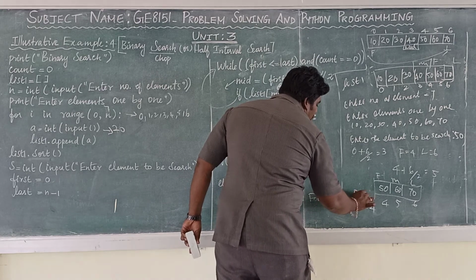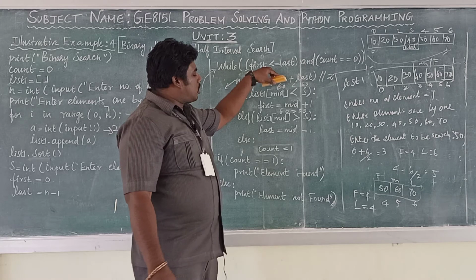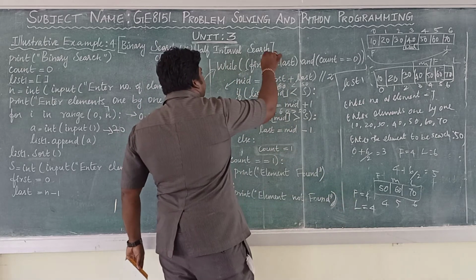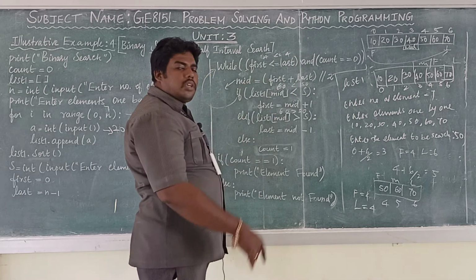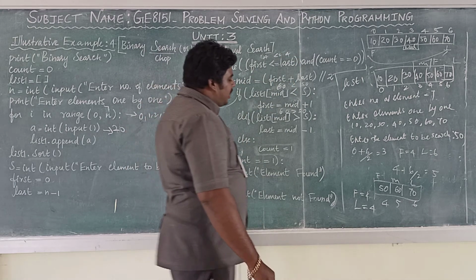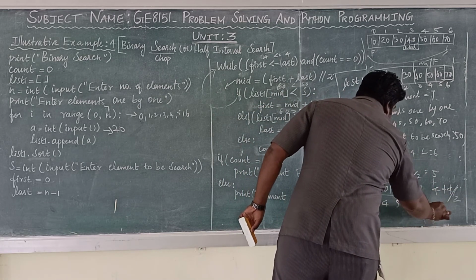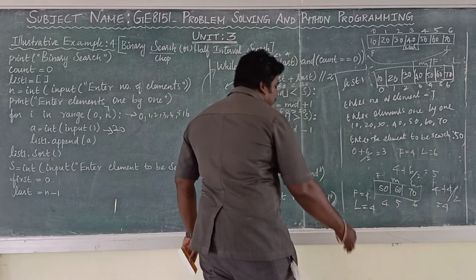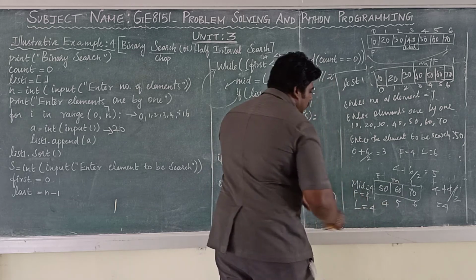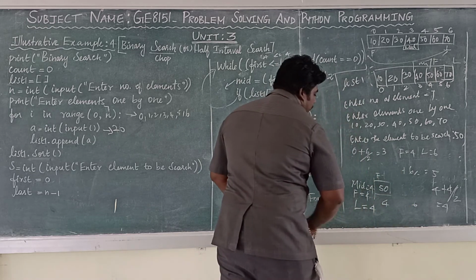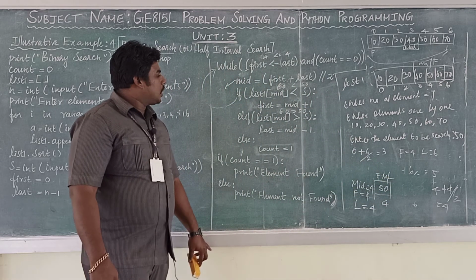First is also 4. So again check the condition. First less than equal to last. First is 4, and less than equal to 4. Condition is true. And count is also 0. So again calculate the mid. 4 plus 4 divided by 2. So 8 divided by 2 you will get the 4. Now mid is also 4. Now what will happen? We'll get the value like this. First, last, mid. Everything represents 50.